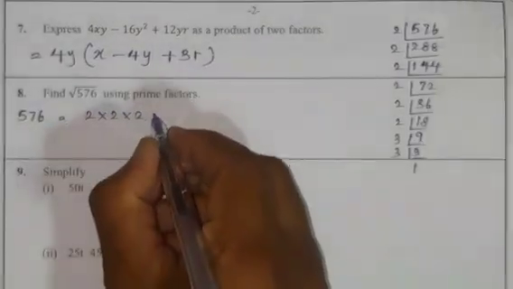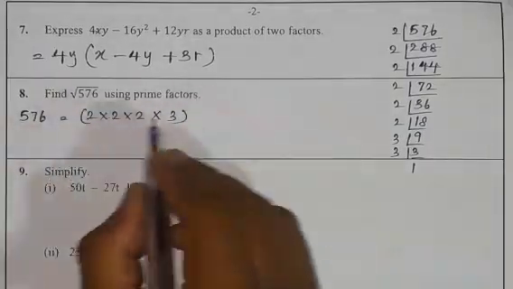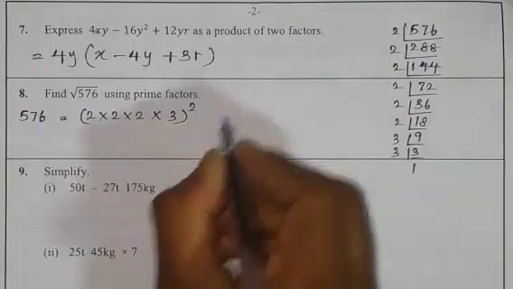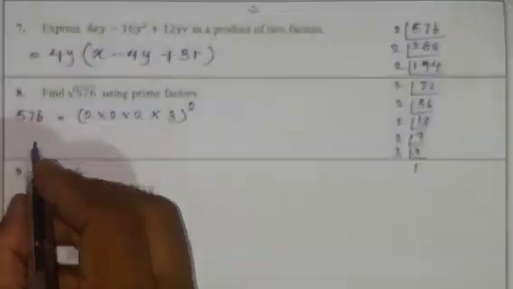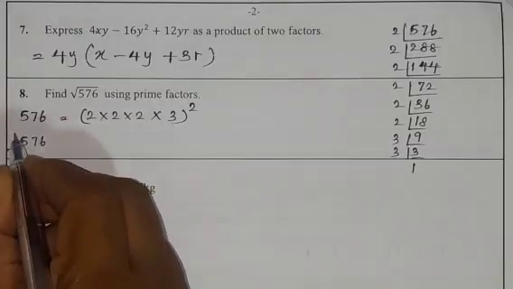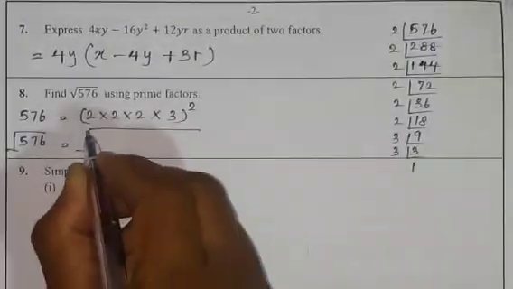And 1, 3 in one group. Then there are another group like this. So you can write the square here. Then square root of this one, 576, square root of this one. Then we want to take the square root of both sides.